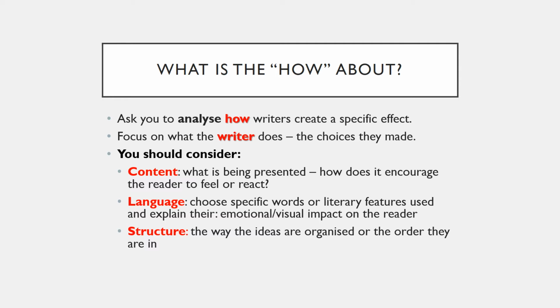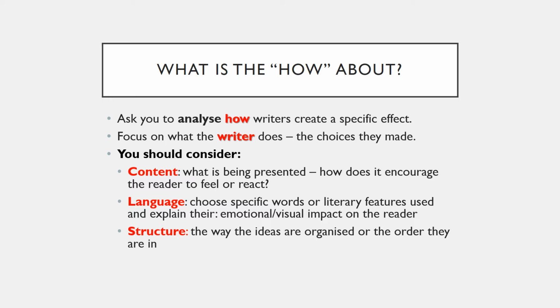It will very specifically ask you to analyse how writers create a particular effect. You're being asked to look at what the writer is doing, the choices they have made. So, things that you can consider are what's actually happening, so the content. What is taking place? Is there something dramatic, important, sad, horrific, whatever? What is actually happening that the writer chooses to focus on?